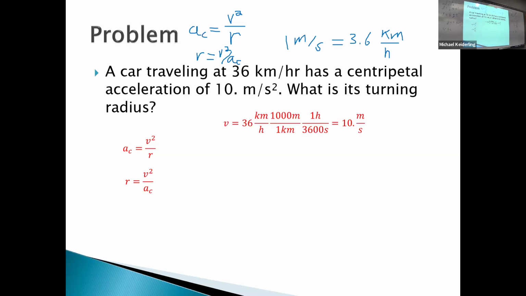So 36 kilometers per hour times 1,000 meters per kilometer times 1 hour per 3,600 seconds gives us 10 meters per second. Or, 36 kilometers per hour divided by 3.6 kilometers per hour per meter per second gives us 10 meters per second. So our radius is going to be 10 meters per second quantity squared over 10 meters per second squared, which gives us a radius of 10 meters. So this car has a 10-meter turning radius in this case.